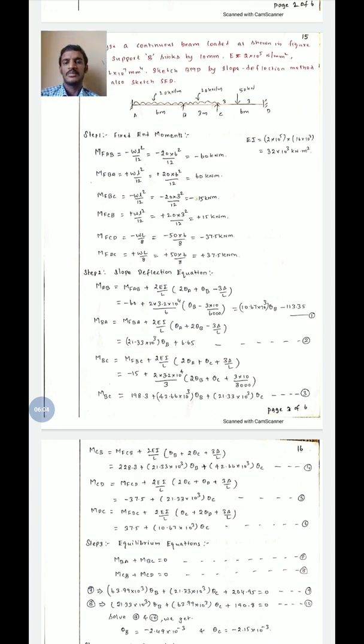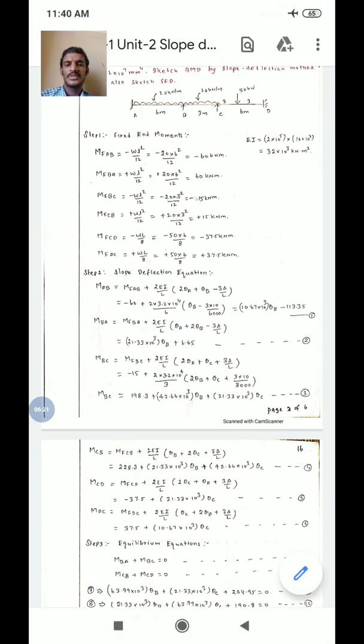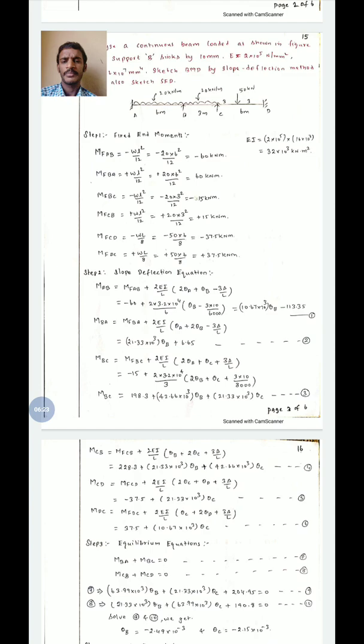Similarly, we will get all the 6 equations for respective ends. M of BA as 21.33 into 10 power 3 theta B plus 6.65 as second equation. For BC span, MBC equal to MFBC plus 2EI by L into 2 theta B plus theta C plus 3 delta by L.